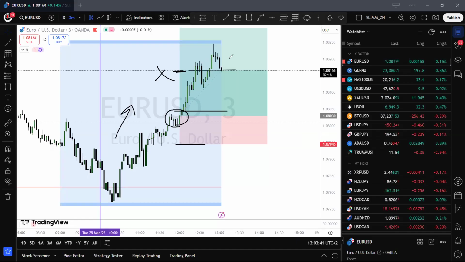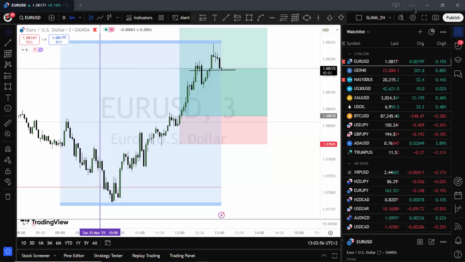Trade. This is the one. Let's see. All right, so I'm just going to go to the side for a bit. Today is the 25th of March, so let me quickly save this. March 25.